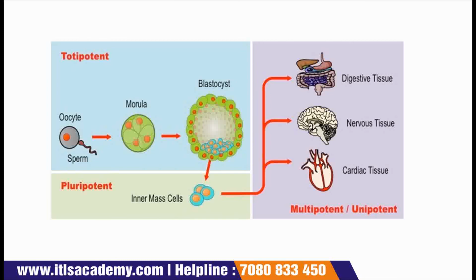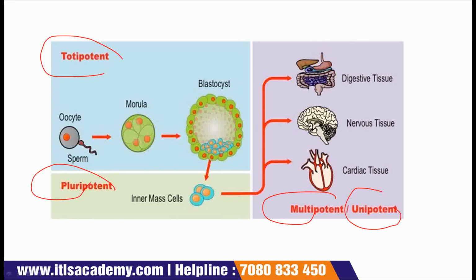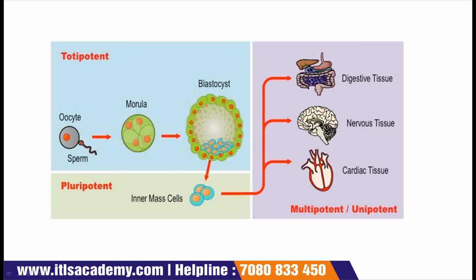Here in this picture you can see different types of stem cells. Totipotent, pluripotent, multipotent and unipotent stem cells are shown. Let's discuss this diagram in detail. This is the oocyte, this is the sperm. After the fusion, there is formation of the zygote. This is the zygote that is formed after fertilization. So the zygote is also known as the fertilized egg.